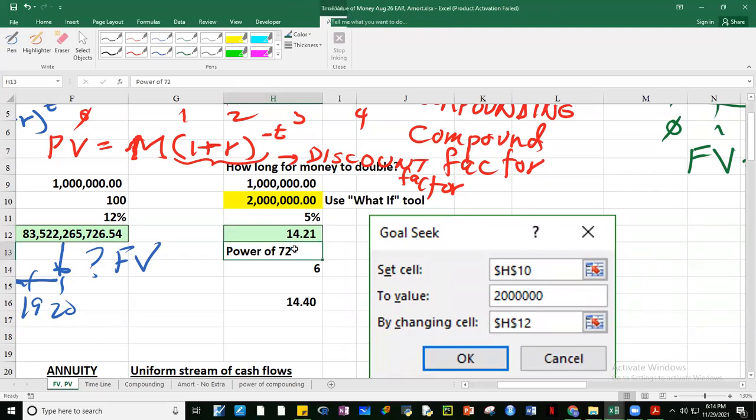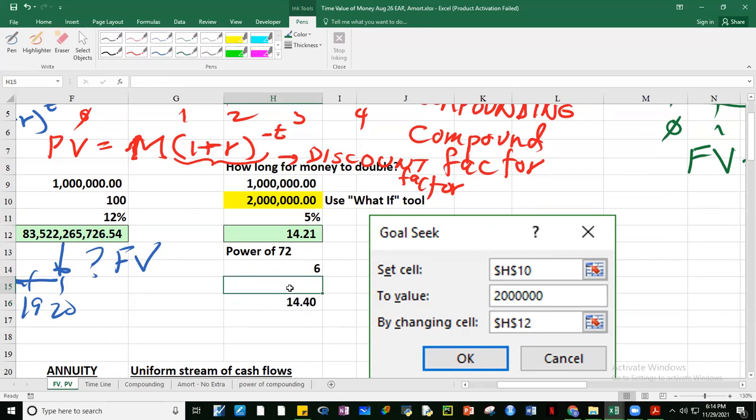Another way to estimate that is to use the rule of 72. For the rule of 72, we just divide 72 by the interest rate, the rate of return, 5%. Just drop off the decimal place. So you have 72 divided by 5, and you get 14.4. Not exactly equal to 14.21, but close enough. This is just an approximation.